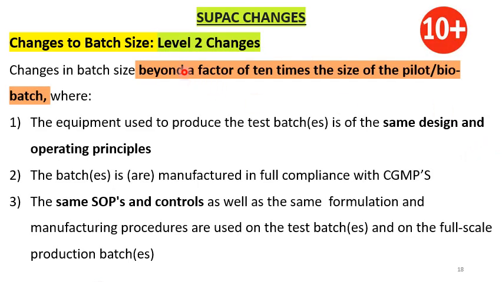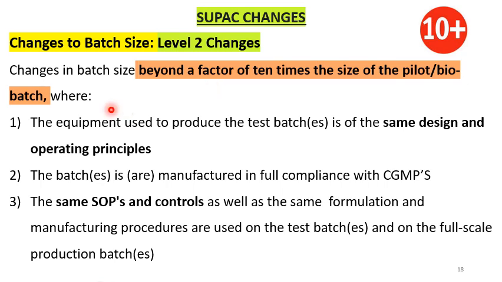Then coming to the level 2 changes. Changes in the batch size beyond a factor of 10 times the size of the pilot or bio batch, where the equipments used to produce the test batch are of the same design and operating principles. The batches comply with the CGMP requirement. The same SOPs and controls as well as the same formulation and manufacturing procedures are used on the test batches and on the full scale production batches. So here also all the requirements are the same as per level 1 batch size change. Only the change is that here the batch size is increasing more than 10 times.